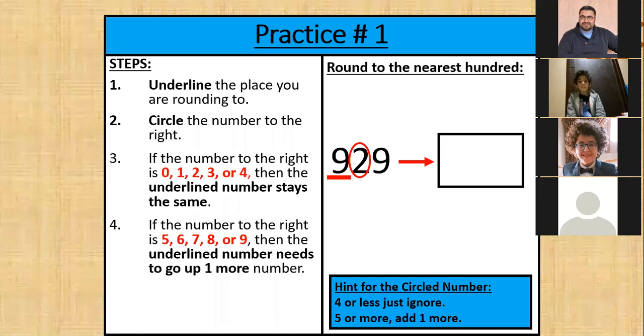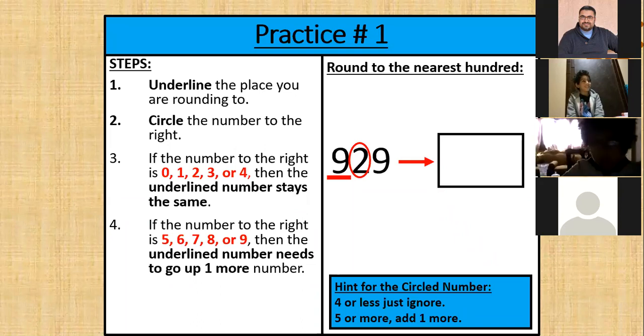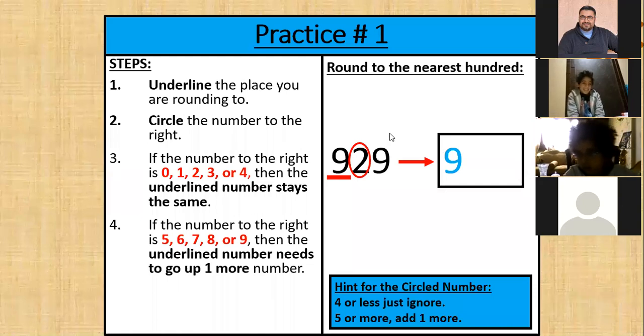We will put 90? No, I am talking about the 9. What do you think? Will 9 change, will it be 10, or will 9 be the same? The same. So we will write 9 here, the same number without any change, because 2 is a poor number.